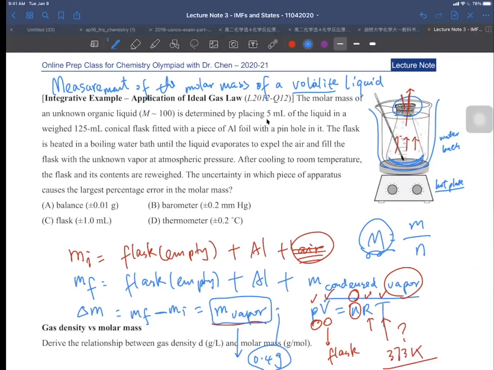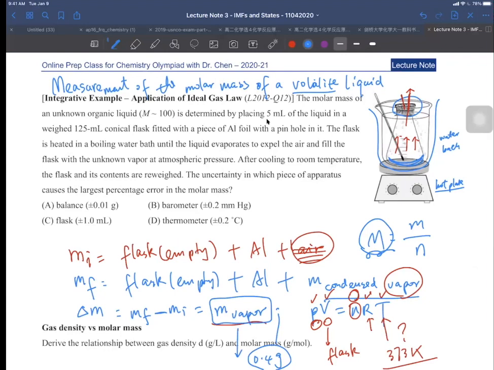I'm still confused about the 0.4 grams. Oh, the 0.4 gram is just an example. Suppose after my calculation, the mass of the vapor is 0.4 gram, because the mass of vapor finally will condense, change into the liquid, right? So my question is, initially, what is the mass of the liquid you need to add in the flask before you heat the flask?